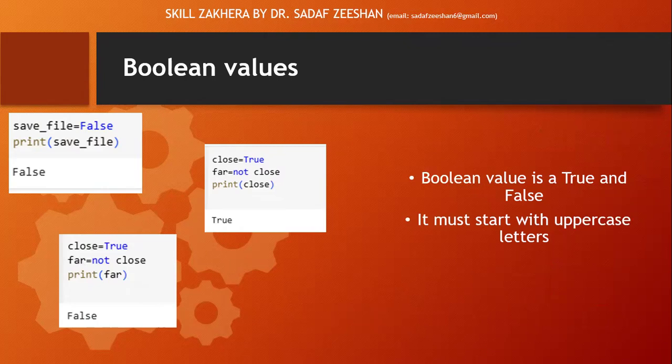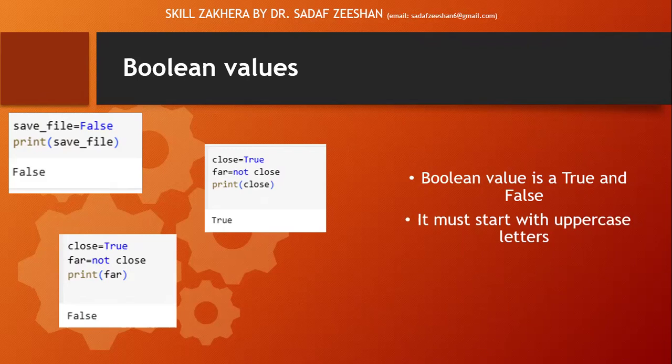Please note the first letter of the word is a capital letter, so make sure you start with an uppercase. So let's say save file is equal to false, and when I print this variable, it will only give me a value of true or false. So let's look at another example.